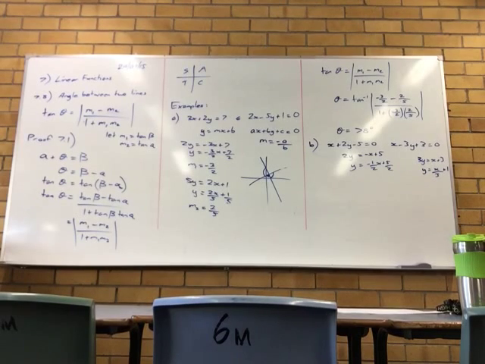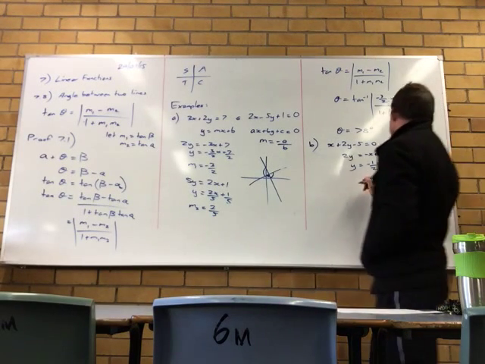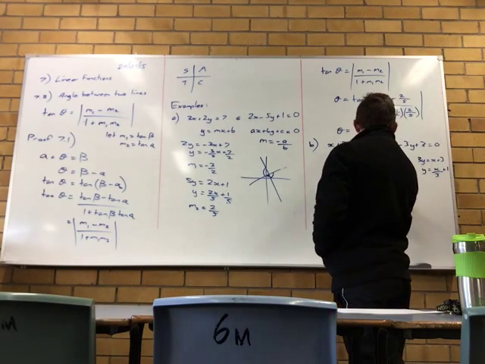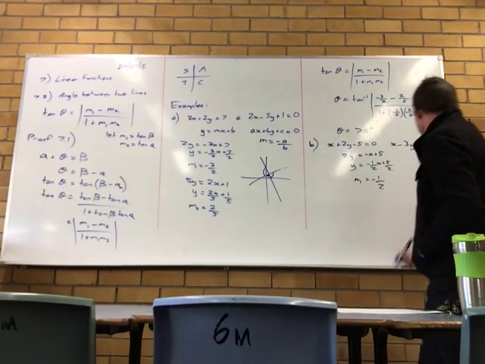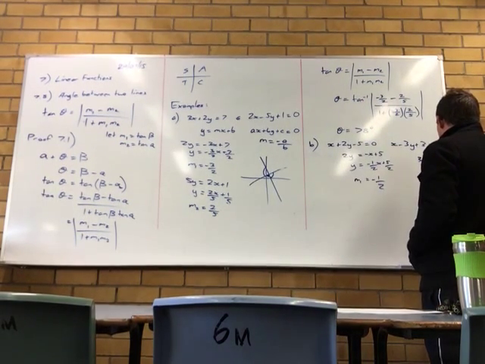Okay, so this is a very annoying template here. Getting this two-step equation. So m1 is going to be negative a half, and m2 is going to be 2.